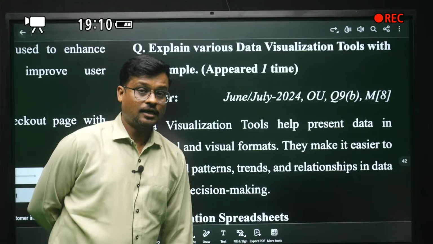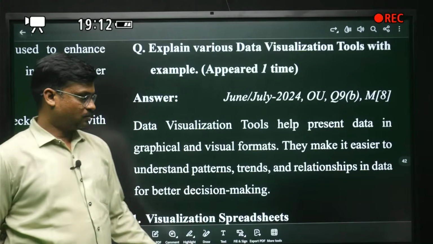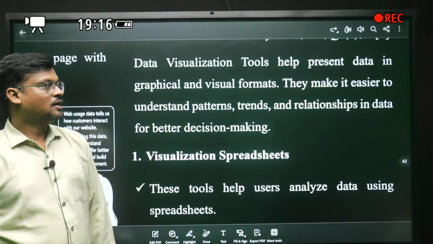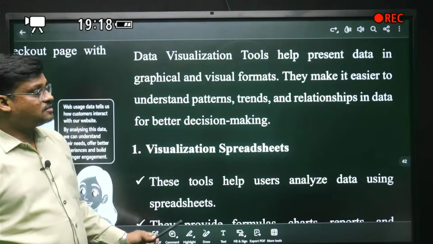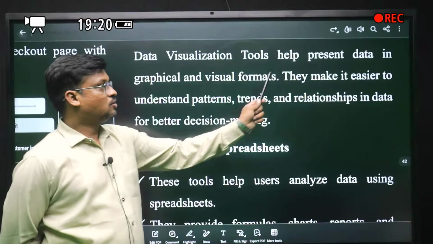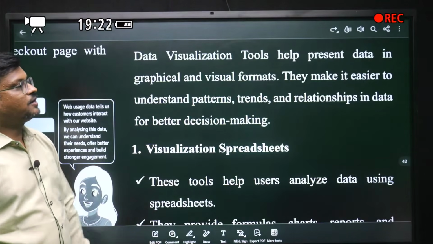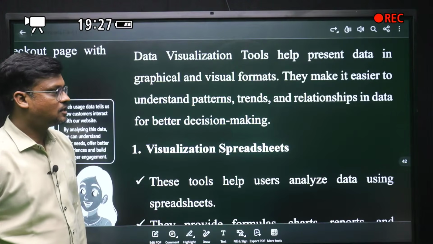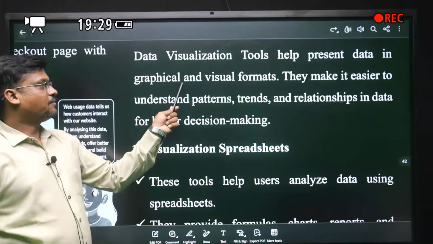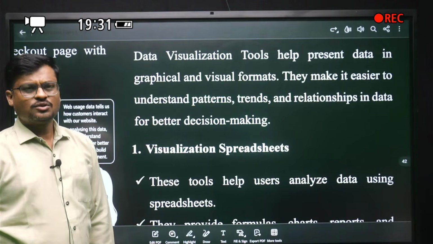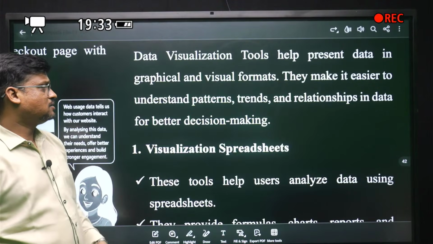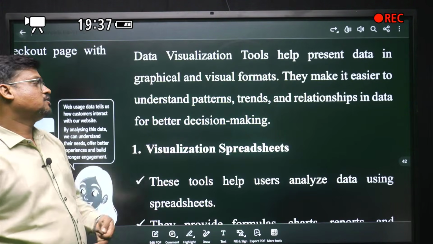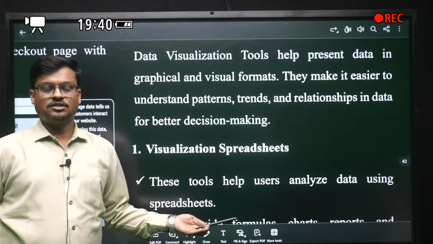What are the data visualization tools? Data visualization represents what? It helps business intelligence and business analytics to present the data in graphical and visualization formats. Data visualization tools present the data in graphical and visualization formats so that it is much easier for managers and users to understand the patterns, trends, behaviors, and relationships in the data for better decision making.